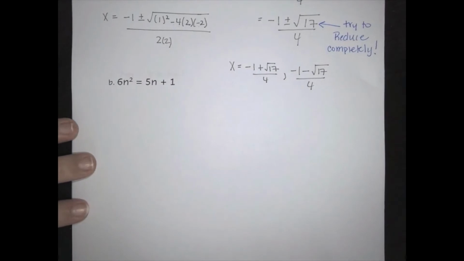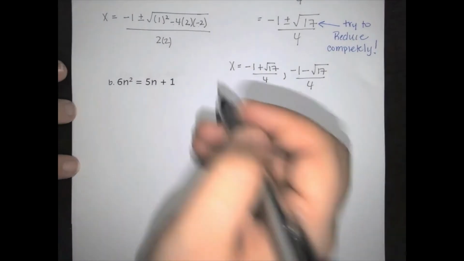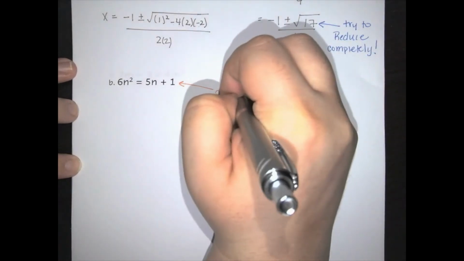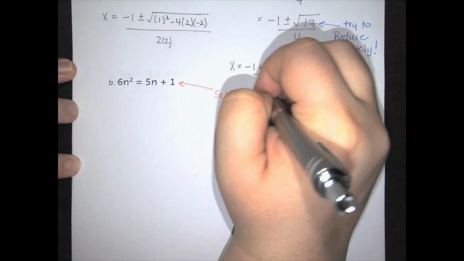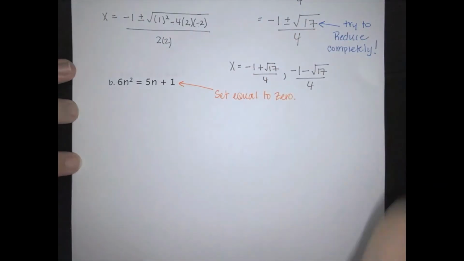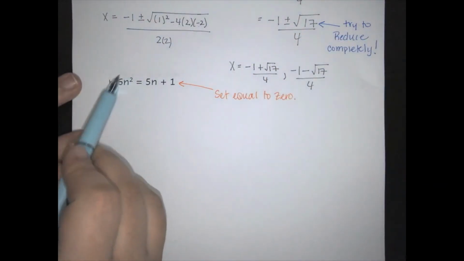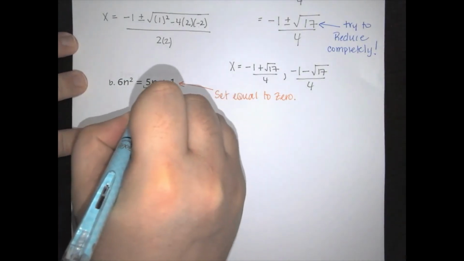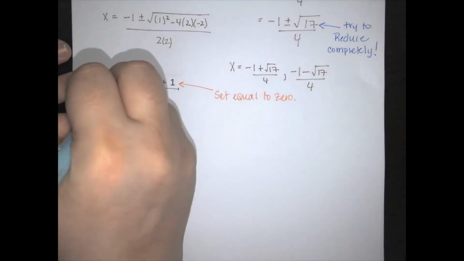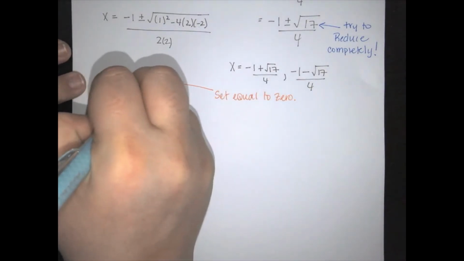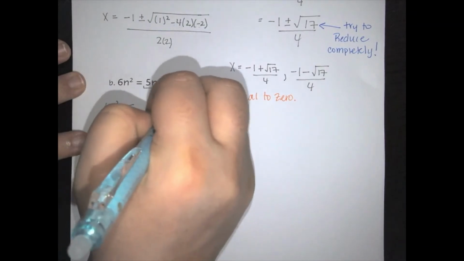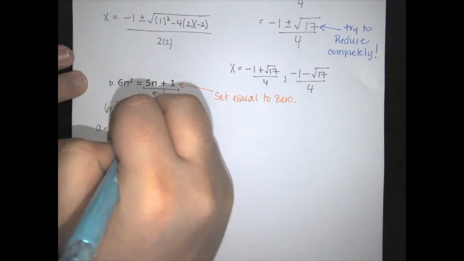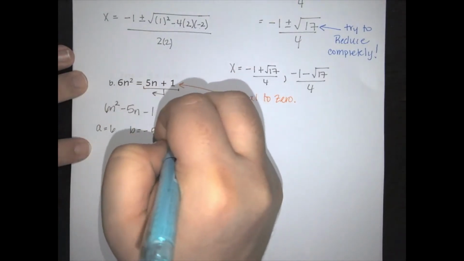Alright, let's look at another one. So here again, the very first thing that we need to make sure we do is set equal to 0. My squared term is already positive, so I'm going to take both of my terms on the left and move them over to my square. So this becomes 6n squared minus 5n minus 1 equals 0. I can identify then that a is 6, b is negative 5, and c is negative 1.